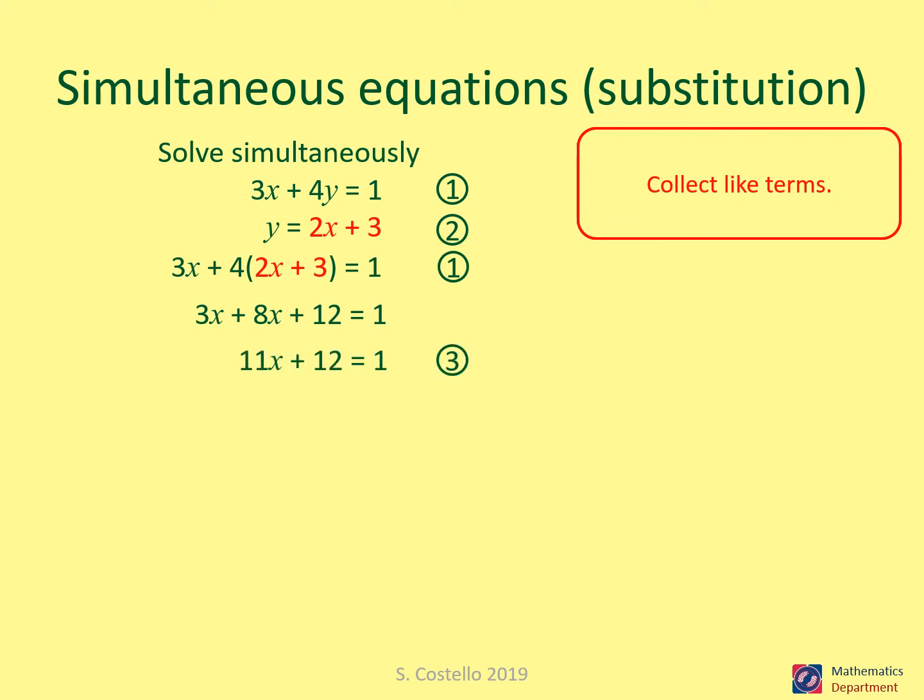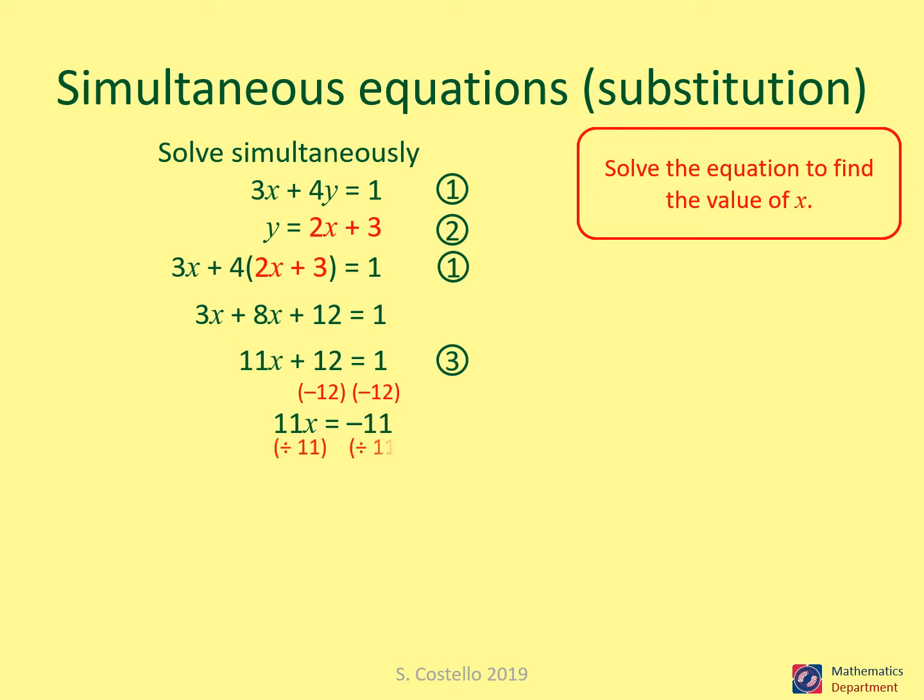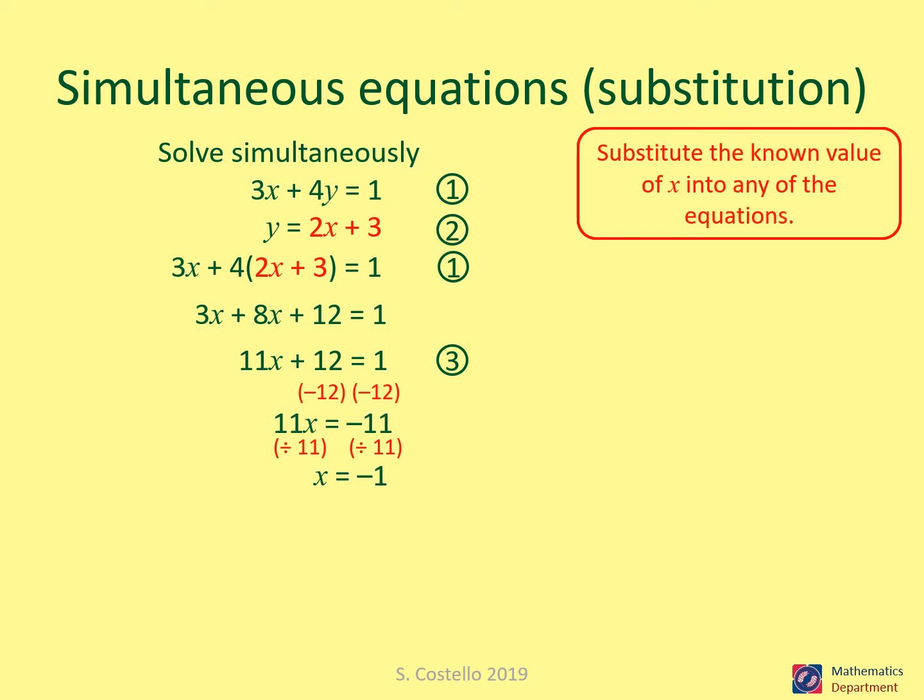So we now have a new equation. This is equation 3, and we're going to solve this, as we would for any linear equation, to find the value of x. Minus 12 from both sides. Divide both sides by 11. x equals -1. So there are a lot of stages of working out for this one.